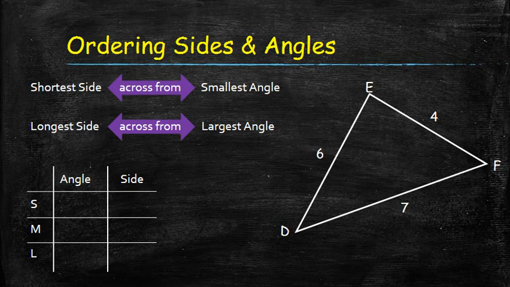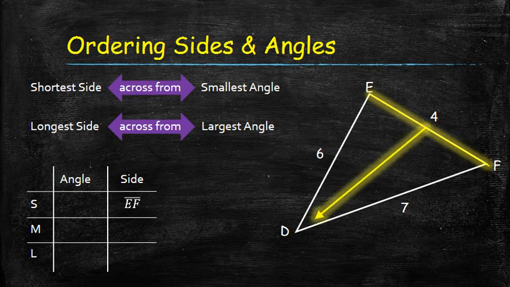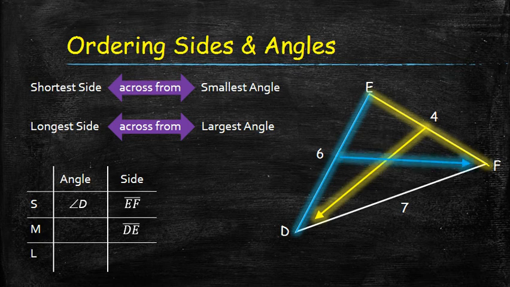In our triangle here, 4 is the shortest side, side EF. I can use the same strategy we did before, but I'm drawing my arrow the opposite way. I start at the side, and I draw the arrow to the angle across from it. So angle D must be the smallest angle. 6, or side DE, is the middle side length. I draw my arrow, which shows angle F is the middle angle.